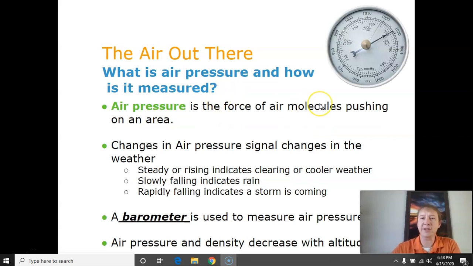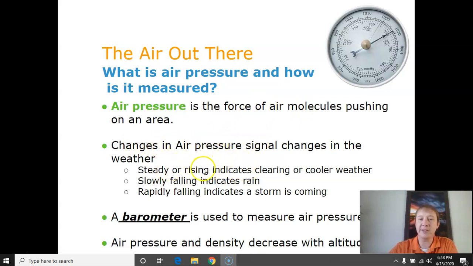Okay, air pressure is another key thing we're looking at that's going to determine what's happening in the weather. Air pressure is the force of air molecules pushing down on an area, so it's all that air in the atmosphere pressing down on us. Changes in air pressure normally signal changes in the weather.